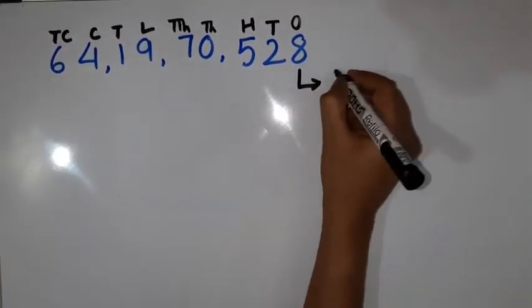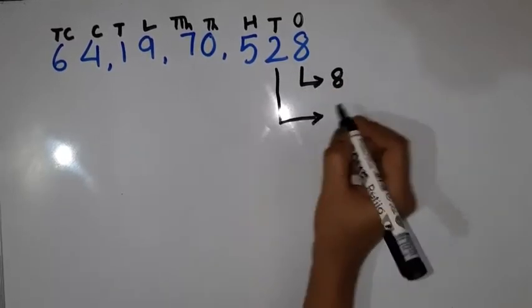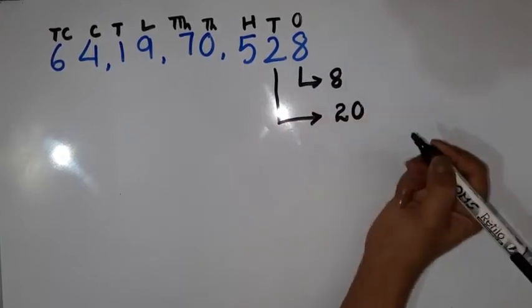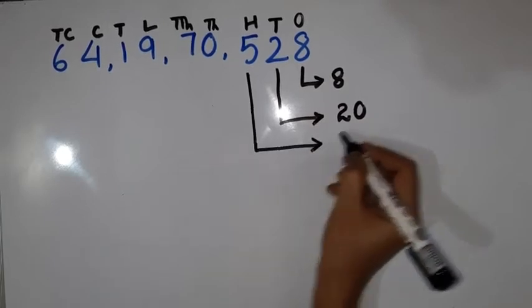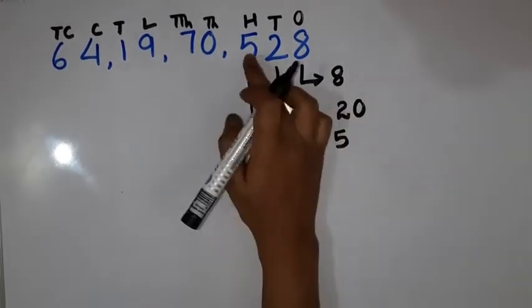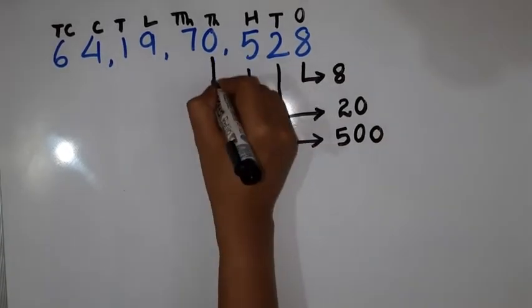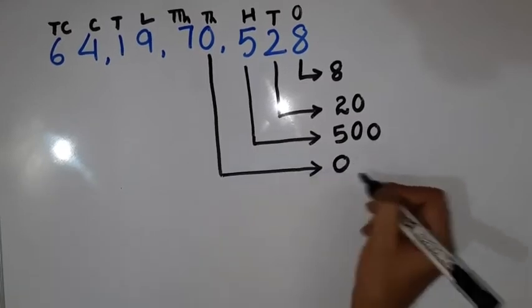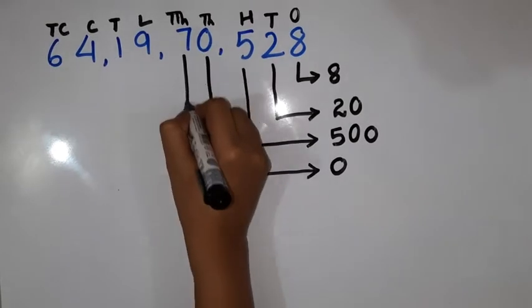8 is in ones place, so it will be written as 8. 2 is in tens place, you will write 2. Then after 2 we have one digit, so we'll put 1 zero. 5 is in hundreds place, we'll write 5, and after 5 we have 2 digits, we'll put 2 zeros. Then place value and face value of 0 is always 0, so no need of writing 4 times 0, we'll write 1 time.